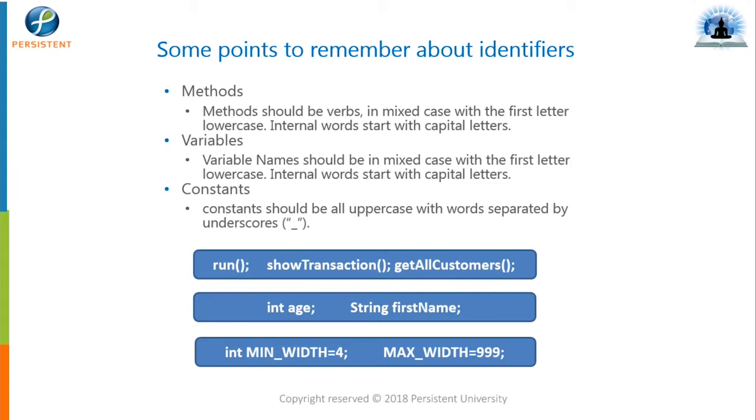Yeah, and the same rule applies for the variables as well. So how do we declare a variable? By some data type, right? Followed by some data type. So that can be int age, string first name, as you can see in the second blue block, right?